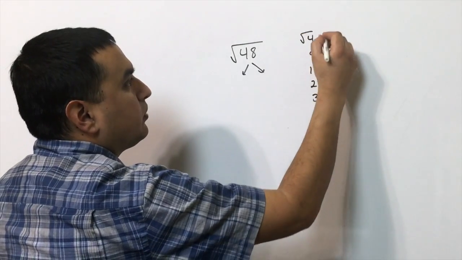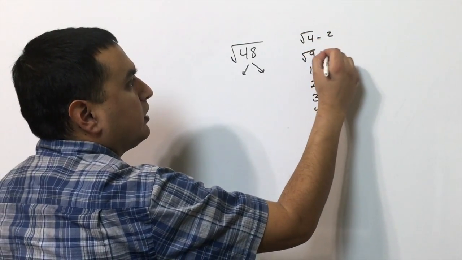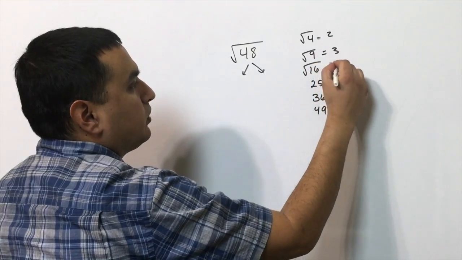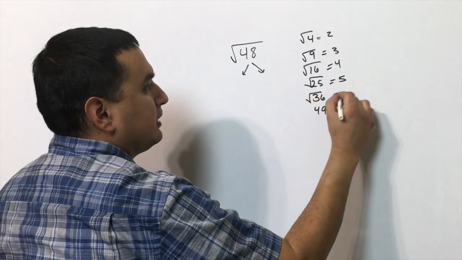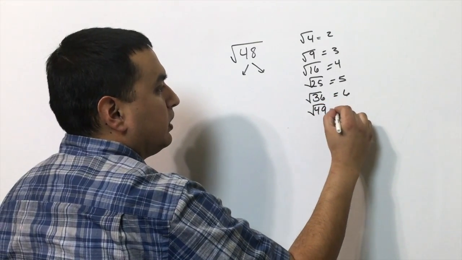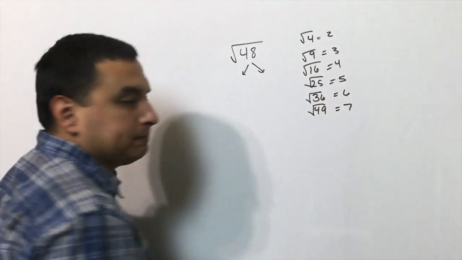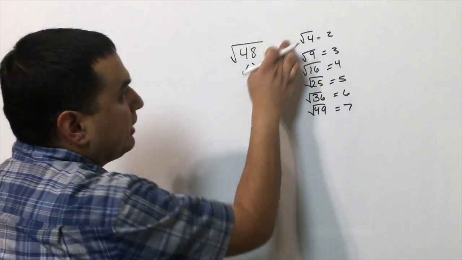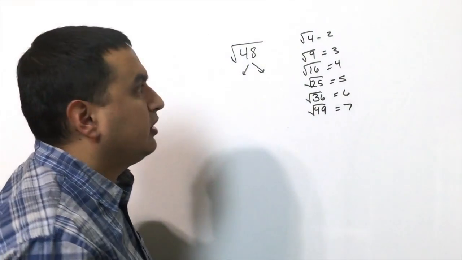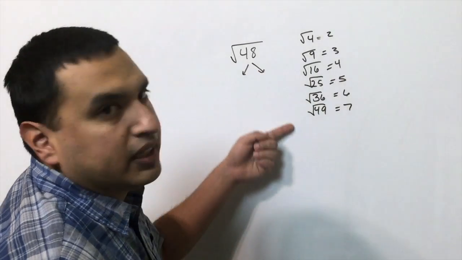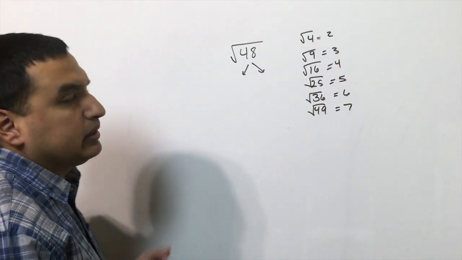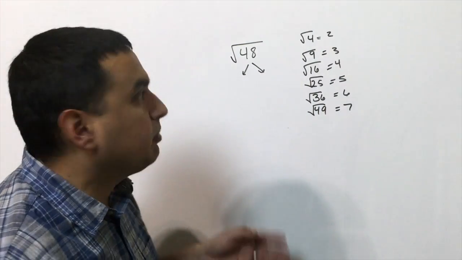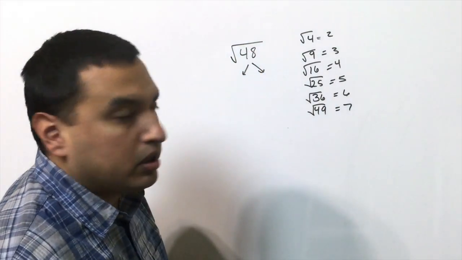So if I take the square root of 4, that's going to be 2. Square root of 9 would be 3. This one's 4. Square root of 25 is 5. Square root of 36 is 6. Square root of 49 is 7. Okay, so I want to find the biggest perfect square that fits with this 48. And if you can't think of any, you don't have to start with the biggest. You can pick any of these that work.